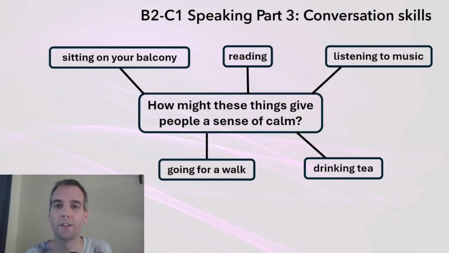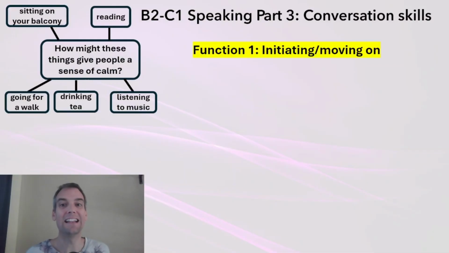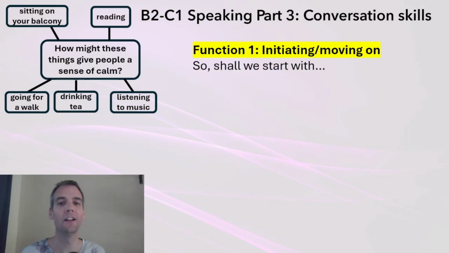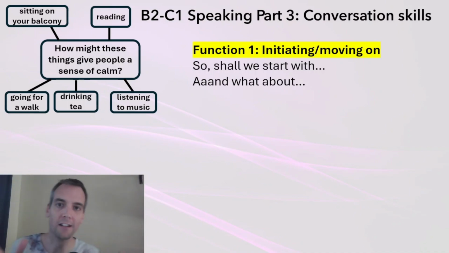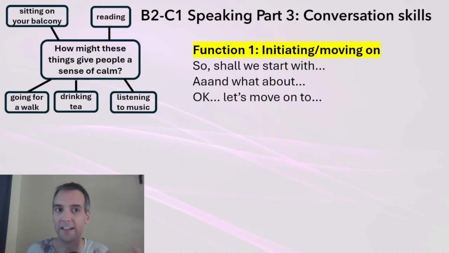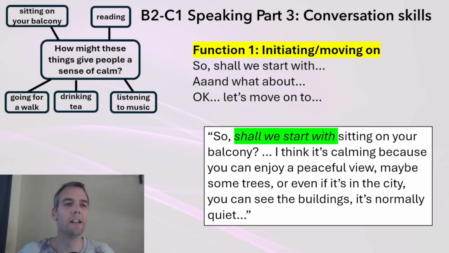So to do this, we're going to focus on 3 key functions of how to have a conversation. The first one is initiating the conversation or moving on the conversation. So this is the first thing you do in your answer with phrases like, so shall we start with this? And then after a little break in the conversation when your partner finishes, and what about next topic? Okay, I've said this, let's move on to next topic. These kind of phrases show that you can guide a conversation, which is the skill they want to see in the exam.